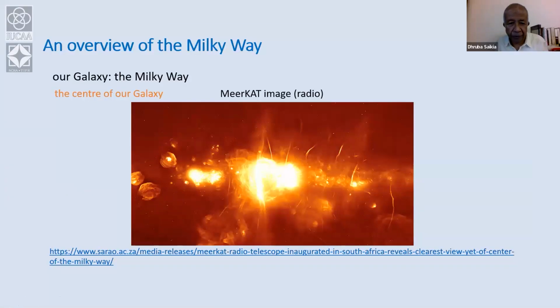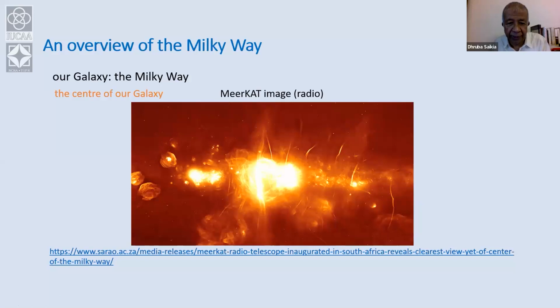I'm approaching 11:15, so I will round off with a few things. I'll take 5 minutes more at the most so that you have time for questions. I've tried to address the questions as I went along, but obviously there'll be time for more questions as well. I'll show you a few pictures of the center of our galaxy.